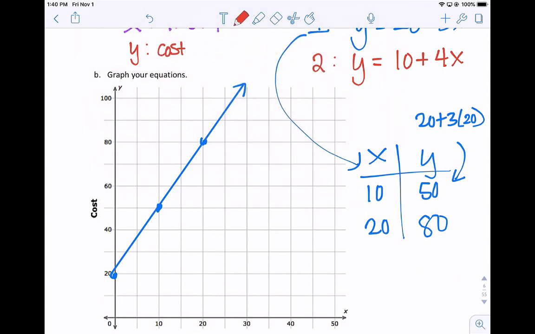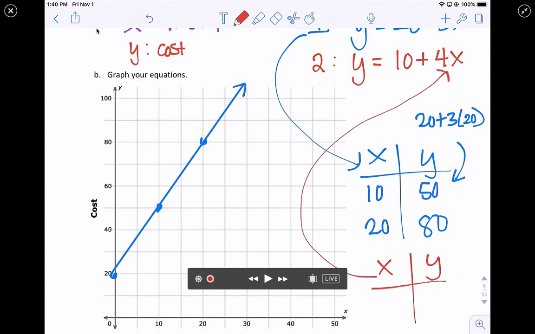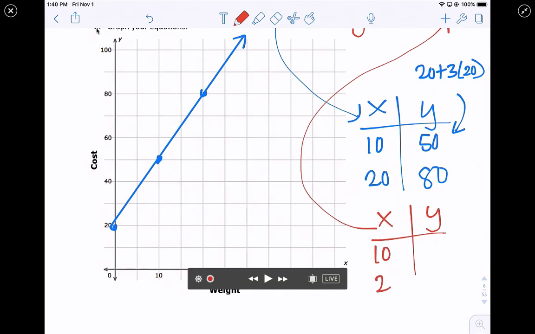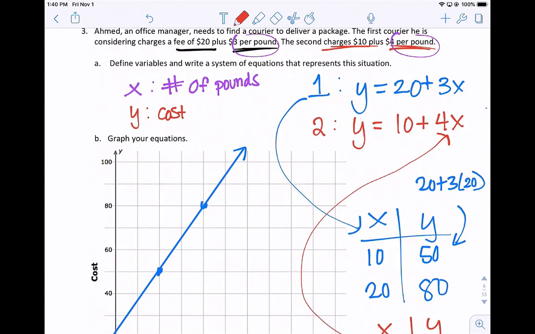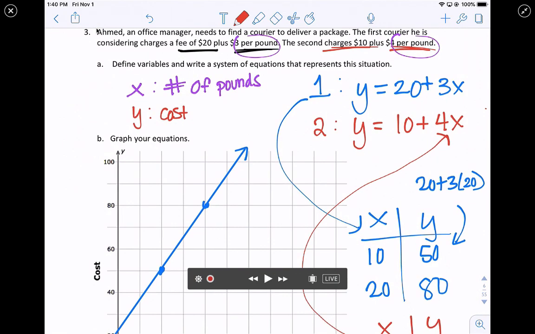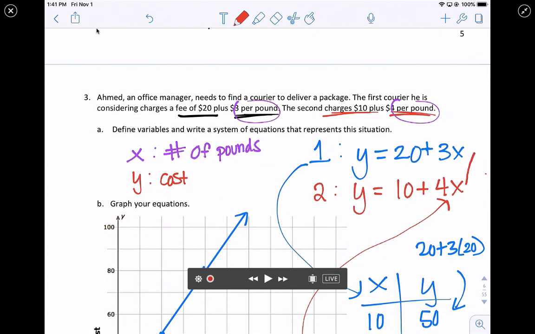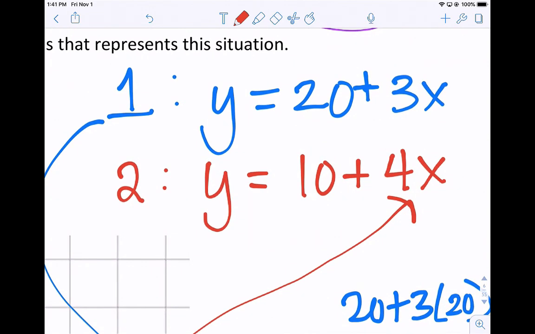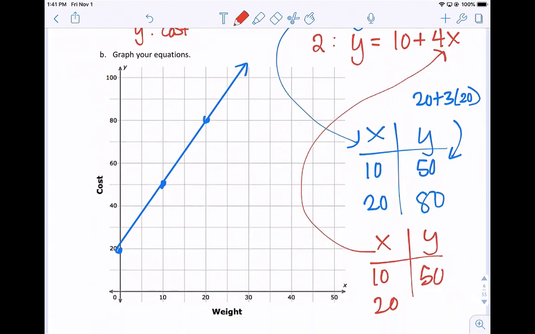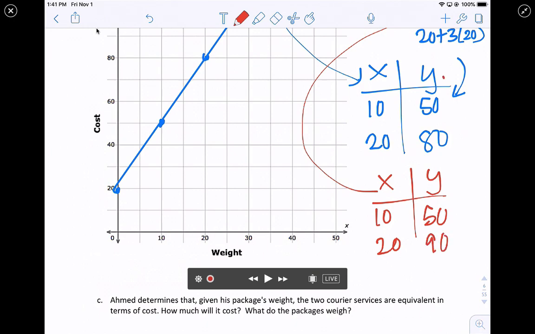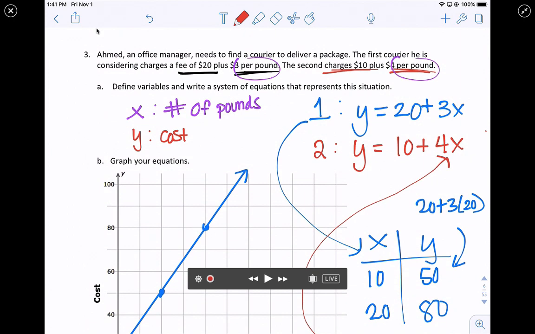Let's look at plan number 2. Again, I'm going to make a table here, and we're going to plug into this equation. So again, I'll do 10 and 20 pounds. All right, so for 10 pounds, it'll be 4 times 10, which is 40, plus 10, which is 50. And for 20 pounds, we'll do 4 times 20, which is 80, plus 10, which is 90. Let me double check that 4 times. Yep, okay, that looks good.